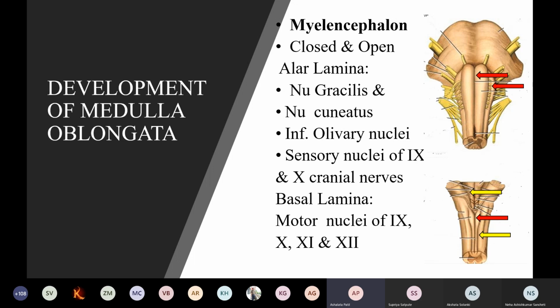Now again, we have seen in this neural tube the mantle zone, which forms the basal lamina and alar lamina. Alar lamina is sensory, basal lamina is motor in function. Now in the spinal cord, we have seen these nerves arising. These are the spinal nerves, and all are mixed.